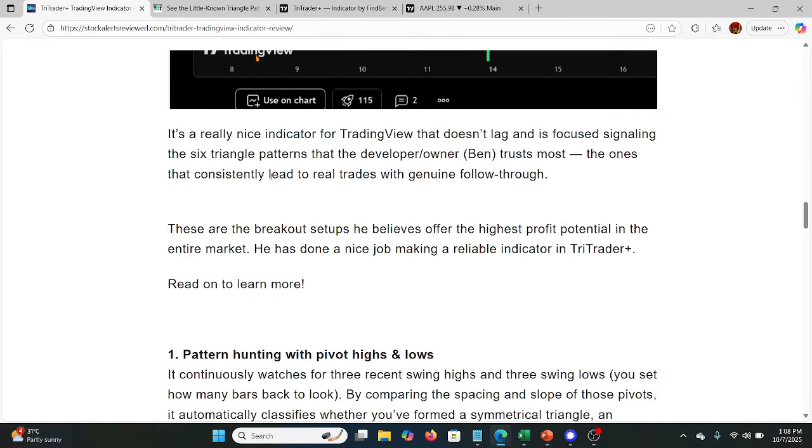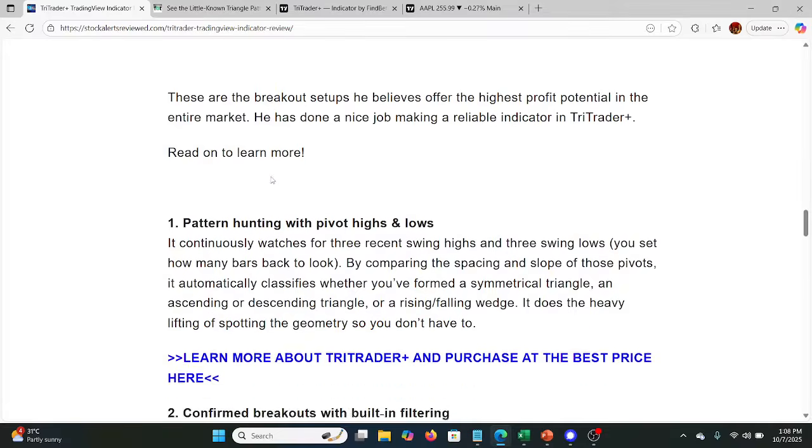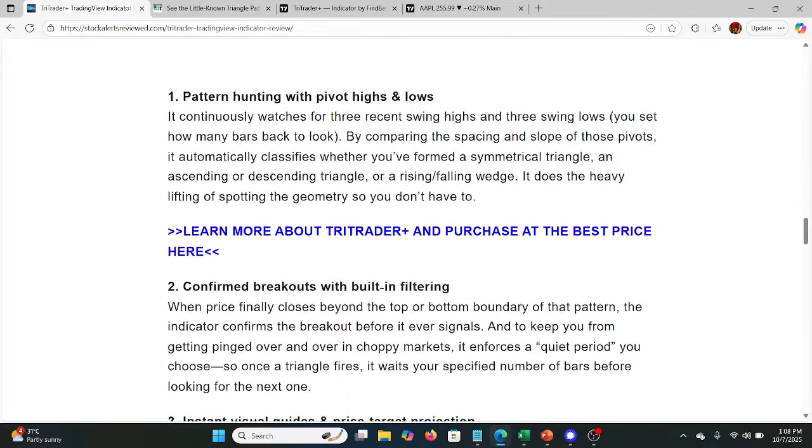So basically it doesn't lag and it focuses on six triangle patterns, the ones that Ben trusts the most, that lead to the most consistent follow through on the breakouts or breakdowns. So they have the highest profit potential possible.